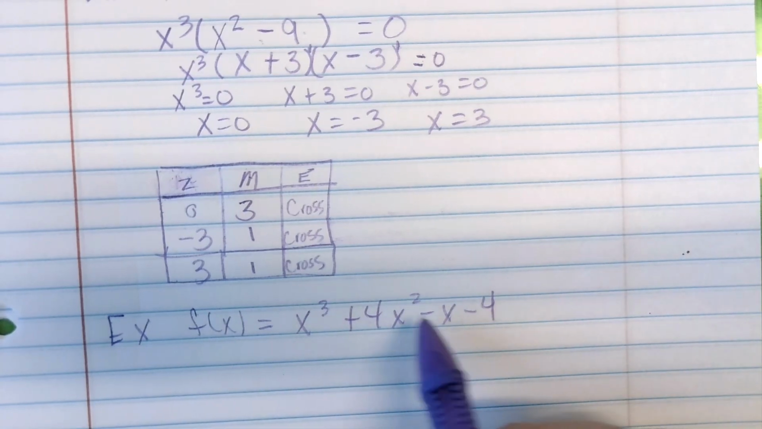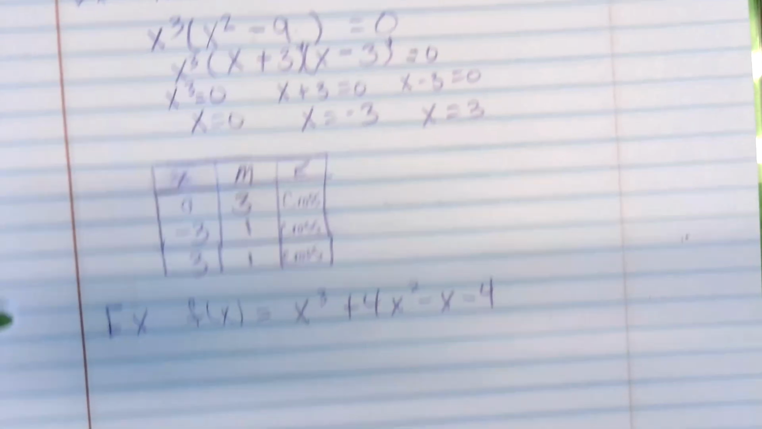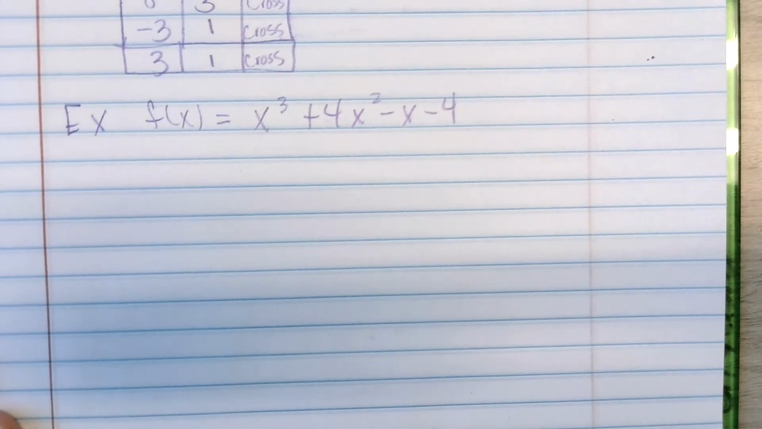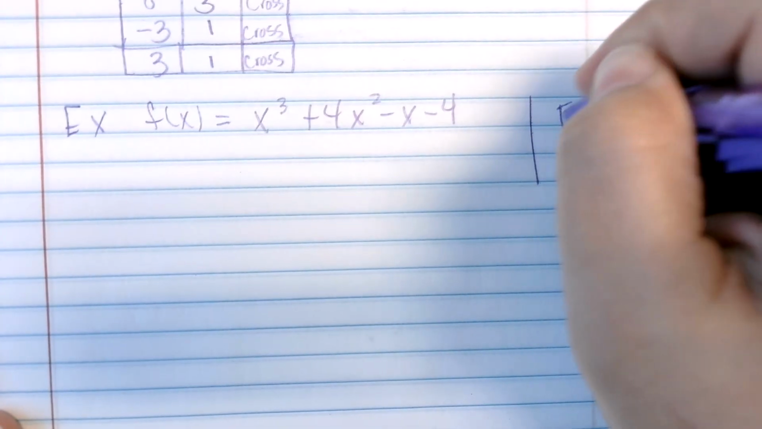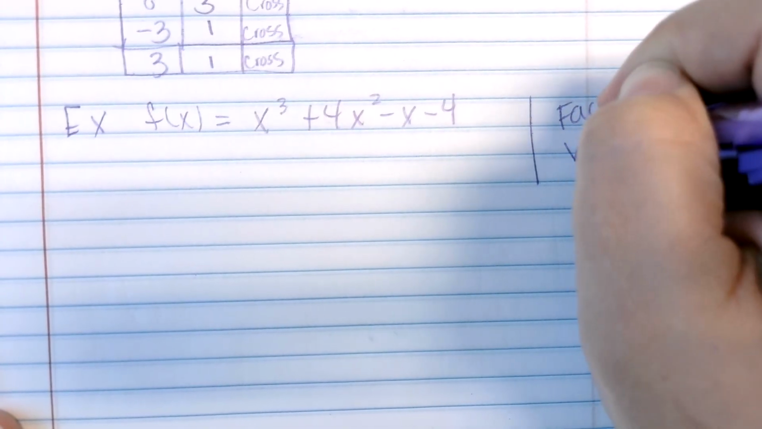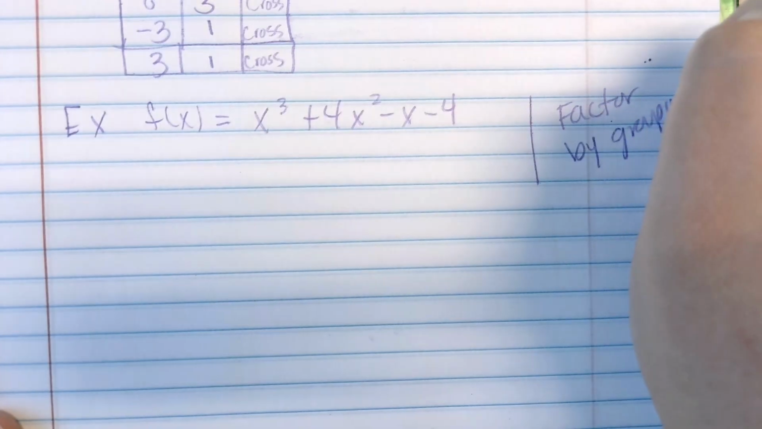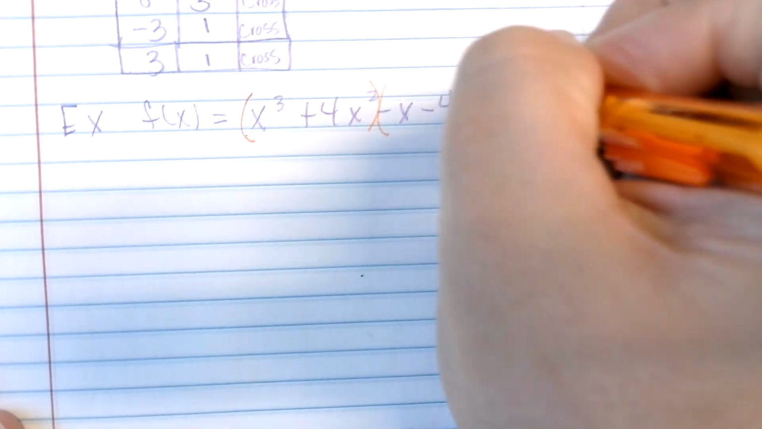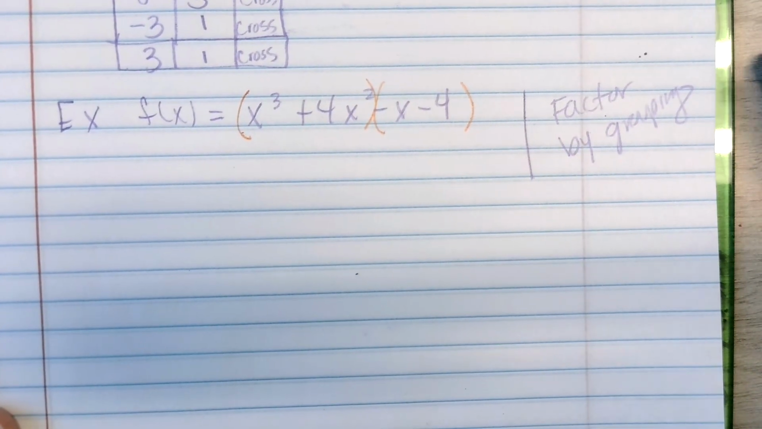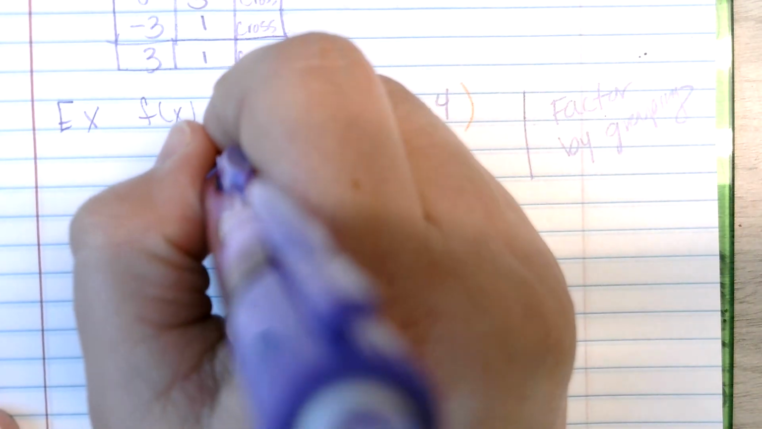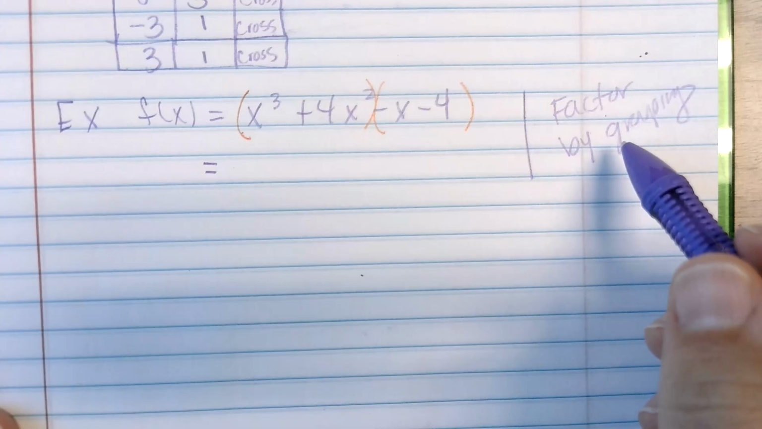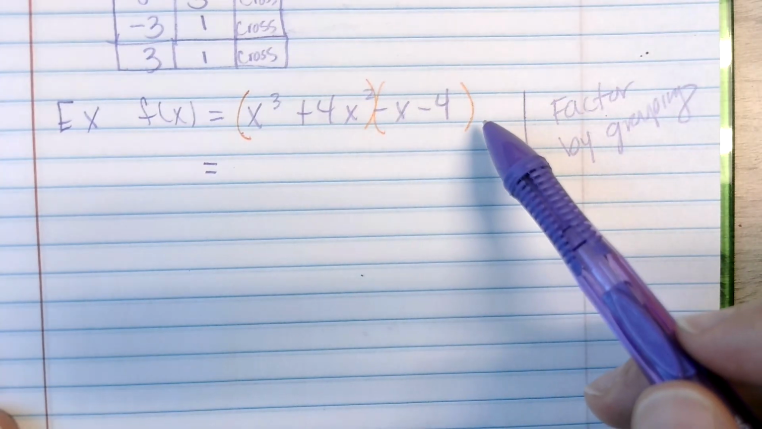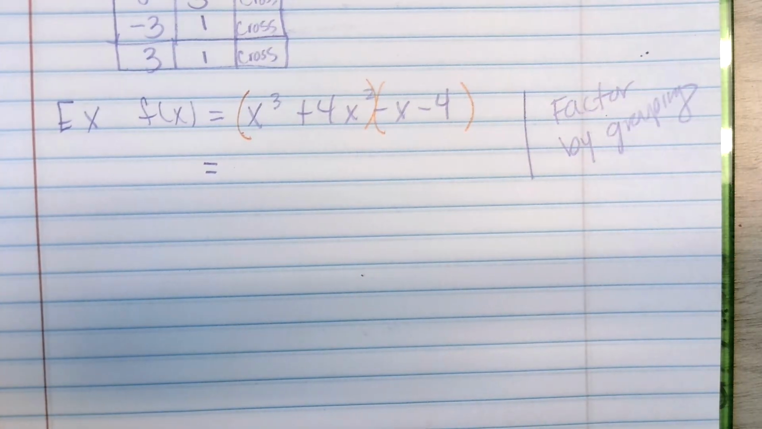Okay, so this has 4 terms. When you have 4 terms, it's probably easiest to do factor by grouping. So we're going to set this up so that the first 2 terms are in one group and the last 2 terms are in another group. You can also do this with a trinomial, with 3 terms.